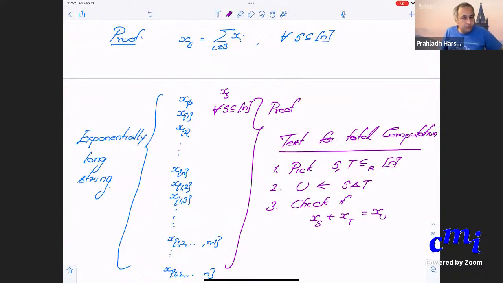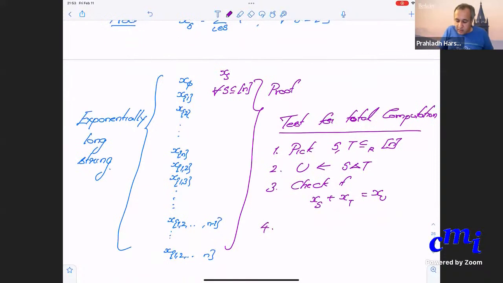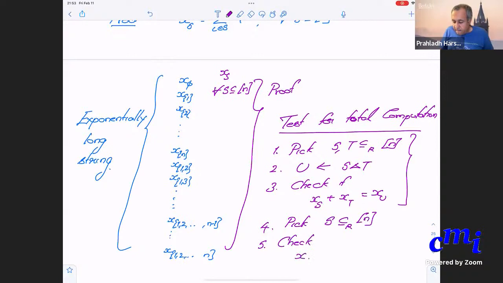Notice this should be true. If everybody gave it correctly, xs plus xt should be equal to xu. Just look at it. When the sum adds, only the symmetric difference will be added. Now I needed to check that xn is correct. This is the first part. The next part is now pick any s at random. Check if xn equals xs plus xs complement, that is n minus s.